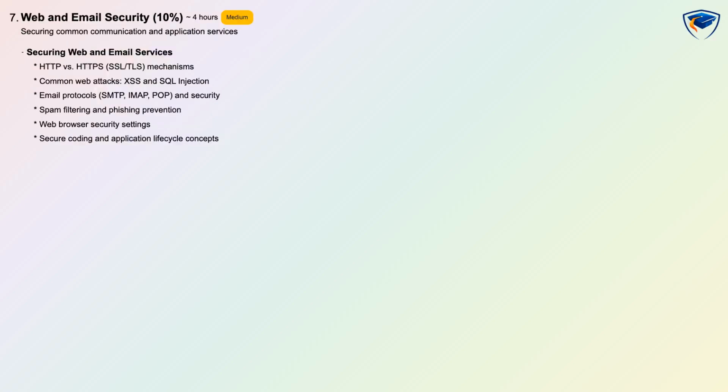Web and email security is 10% with medium difficulty and 4 hours of study suggested. You will understand HTTP versus HTTPS and SSL/TLS operation, common web attacks like cross-site scripting and SQL injection, and secure coding concepts to prevent them. Email protocols such as SMTP, IMAP and POP are covered along with spam filtering, phishing prevention and browser security settings. Assessment items will test your ability to secure common communication services and recommend defenses for application layer threats.